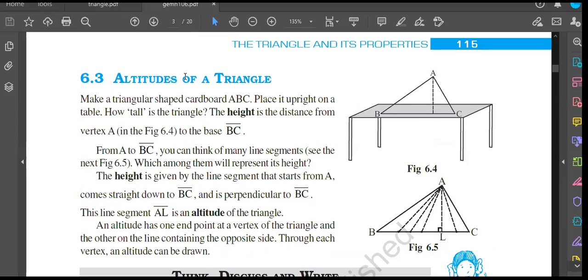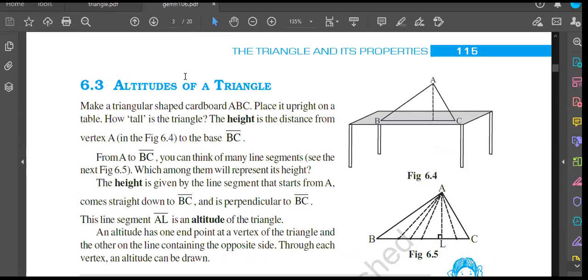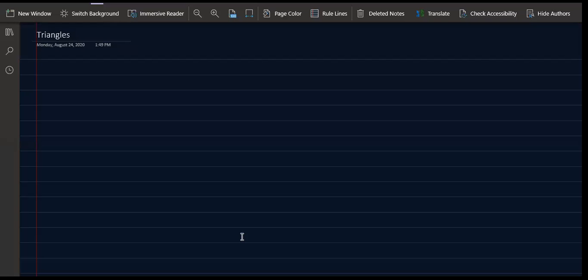Now, altitude. What is the difference between altitude and median? So, let's see this. I will just make lots of triangles.